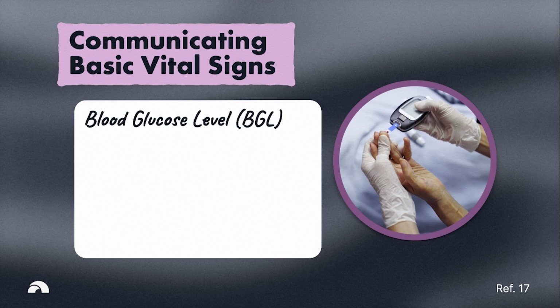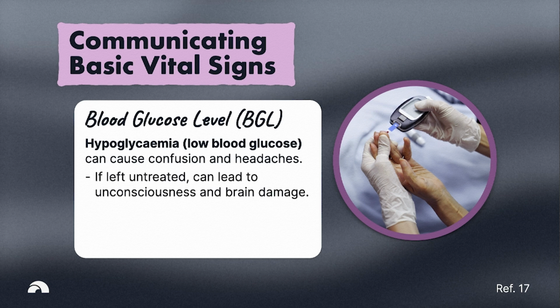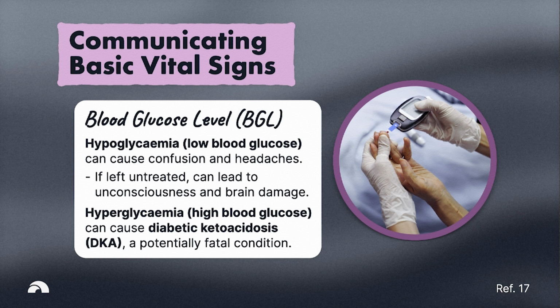Blood glucose. Blood glucose level, BGL, is an important observation, as an abnormality can lead to various adverse outcomes. For example, hypoglycemia, low blood glucose, can cause confusion and headaches, and if left untreated, can lead to unconsciousness and brain damage. Hyperglycemia, high blood glucose, on the other hand, can cause diabetic ketoacidosis, DKA, a potentially fatal condition wherein the body breaks down fat for energy and produces acids known as ketones.